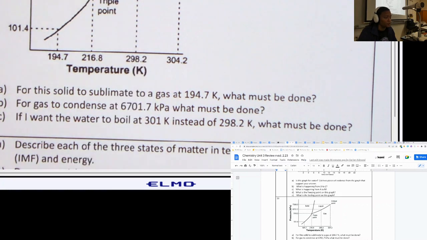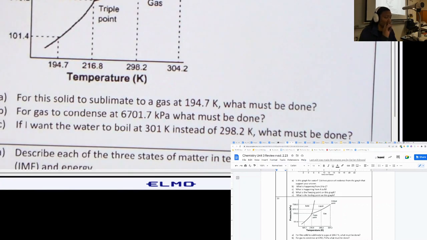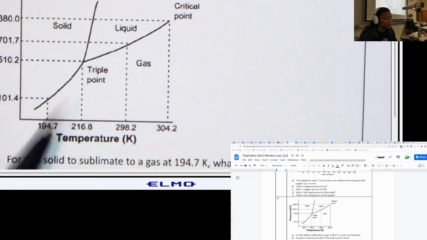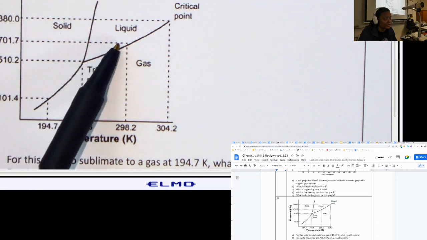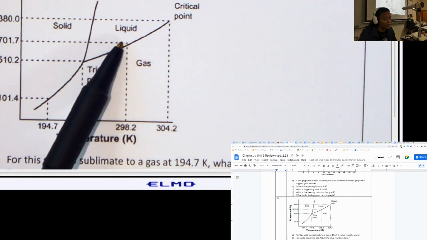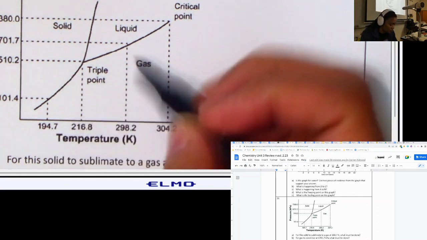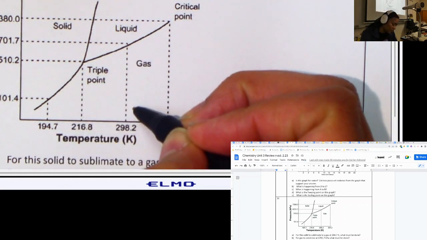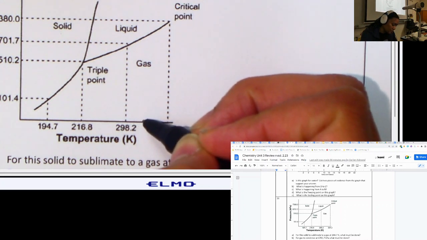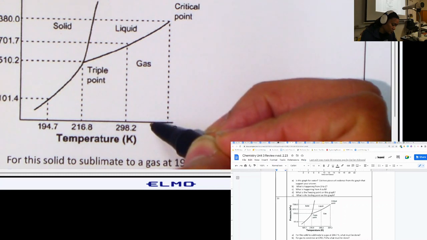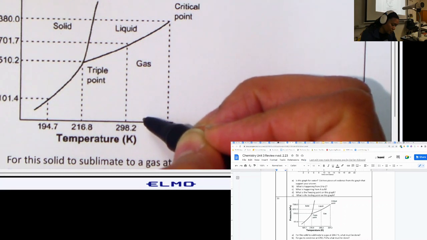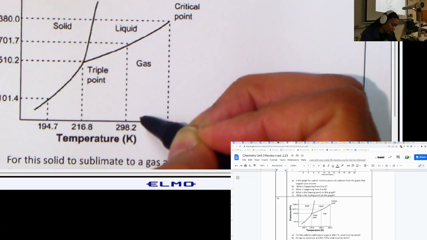What must be done? So what you're going to have to do, and we are boiling, so that means you are changing a liquid to a gas. All right? So liquid can change to a gas going this way, or condensing, gas changes to a liquid. So the question is, if it's 301, roughly, what does it need to be? So you're going to have to trace this up. That's 298. Roughly here is about a 301. Roughly, about right there is a 301.